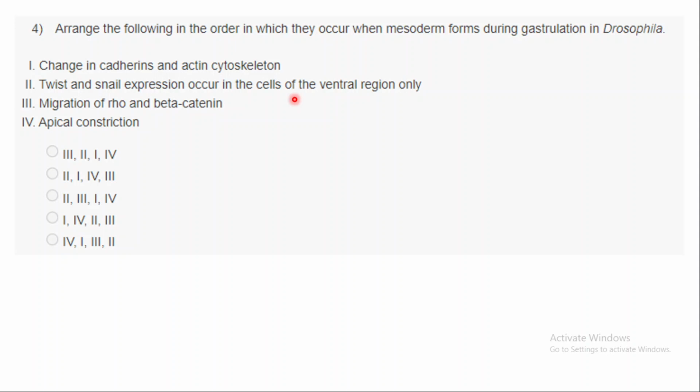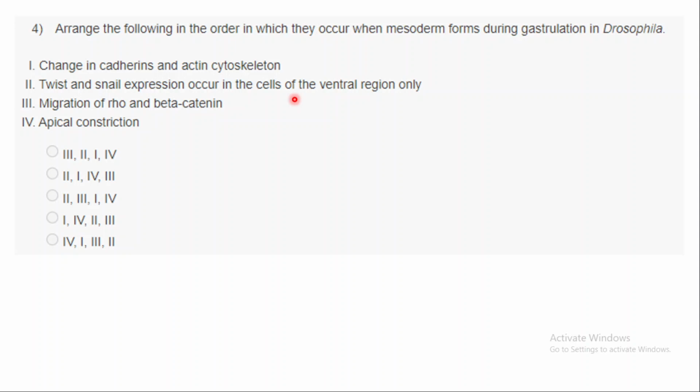Statement 1, change in cadherins and actin cytoskeleton. Statement 2, twist and snail expression occur in the cells of the ventral region only. Statement 3, migration of Rho and beta catenin. Statement 4, apical constriction. Now, which of these orders of the statements do you think is the correct option? Option A, 3214. Option B, 2143. Option C, 2314. Option D, 1423. Option E, 4132.